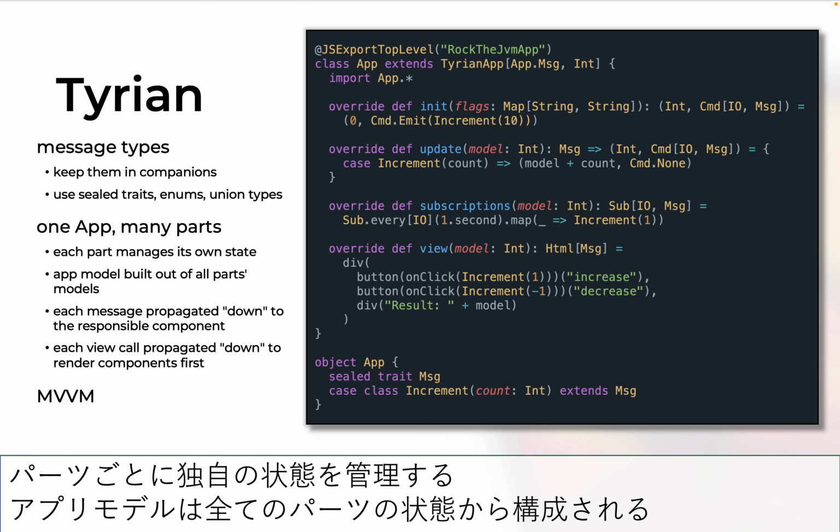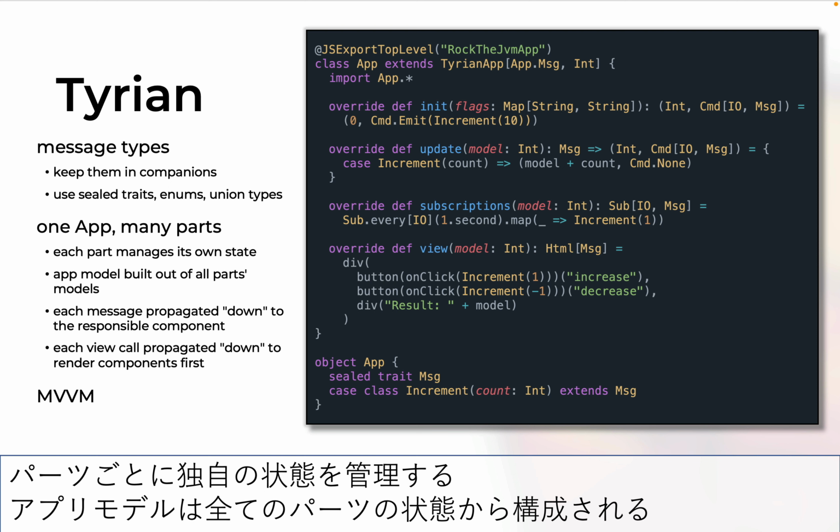So for example, in my application, I have a filter panel on the left-hand side, which allows the user to select filters for jobs, for example, countries and salaries and so on and so forth. All those interactions are designed in message types inside the companion object of the filter panel component. You should use sealed traits and enums and union types in Scala 3 because it's super easy to define many possible message types in one definition, which is easy to read.